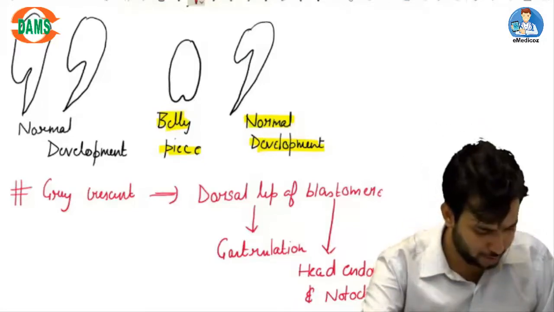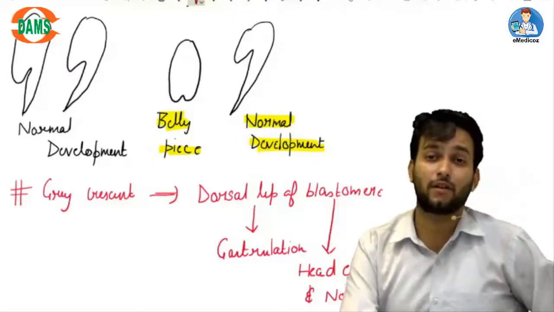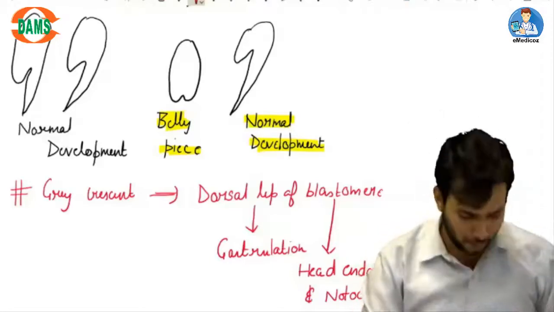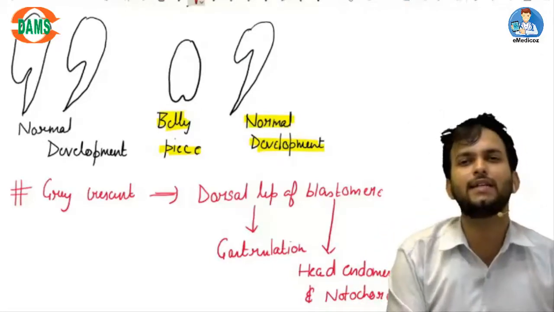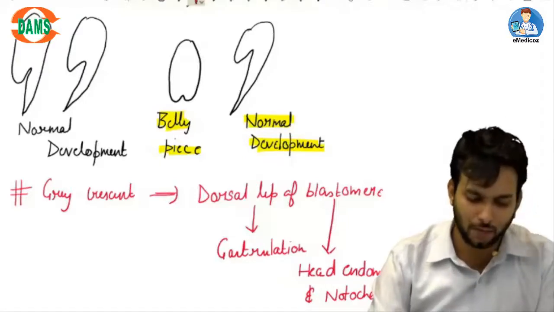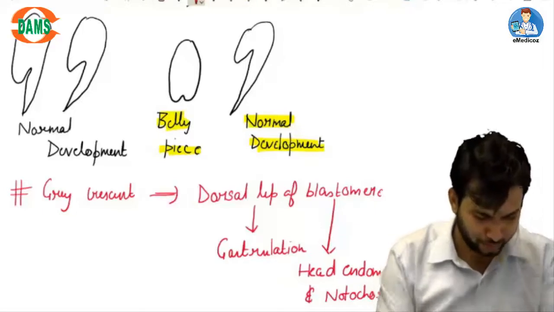Now we know that the gray crescent is important, and the gray crescent determines the different parts, mainly the dorsal part or the dorsal lip formation. So now we can easily determine what type of structure is going to be demonstrated by the dorsal lip. Okay.